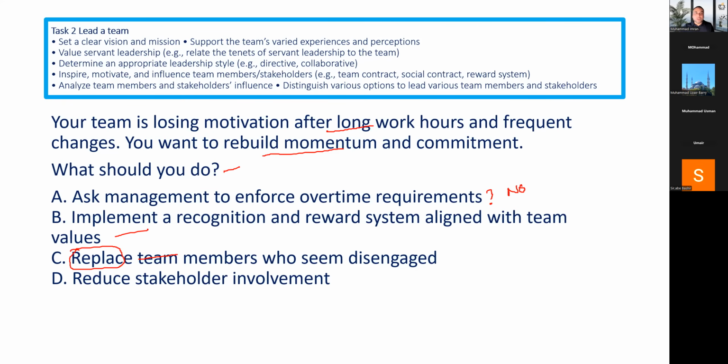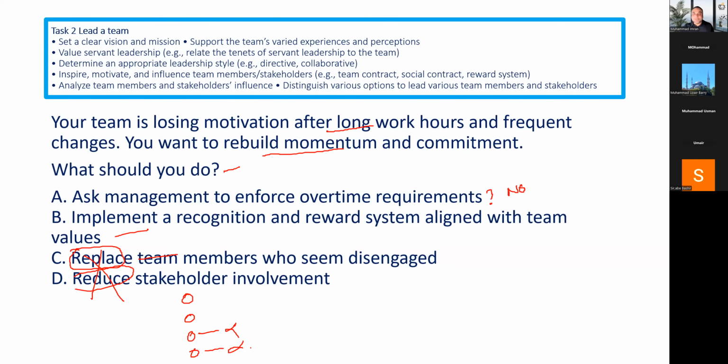Reduce stakeholder involvement, which means you want to alienate the stakeholders. This will never ever be the correct answer in any life cycle. So C and D are those answers which can never be considered. Like our four options, two options are those that you can directly eliminate, that they cannot be the answer. So C and D are those. Now, remaining are one and two.